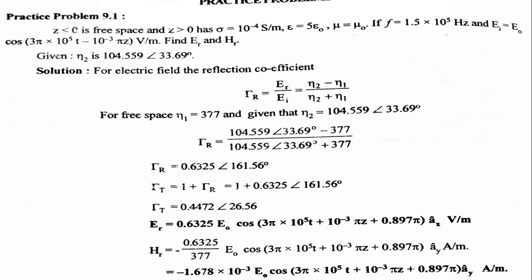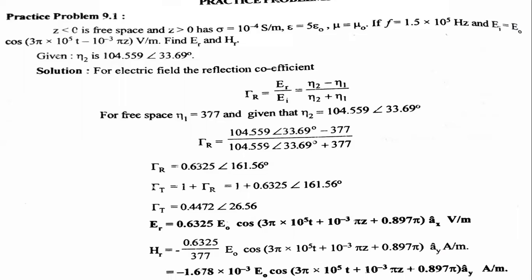into 10 raised to the power 5 hertz, and the incident field is cos in bracket 2 pi into 10 raised to the power 5 t minus 10 raised to the power minus 3 pi z, bracket close, volt per meter. Find two things: ER and HR. What are those?